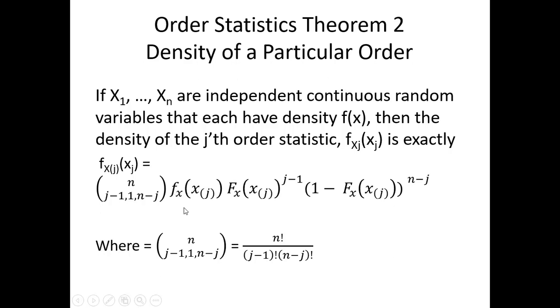times f of xj, times, now this is the CDF of x evaluated at xj to the j minus 1 power, times 1 minus the CDF to the power n minus j. So it looks a little confusing here perhaps, but I think you'll see in an example or two this should look much clearer.